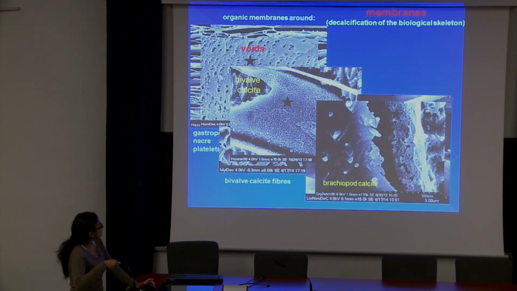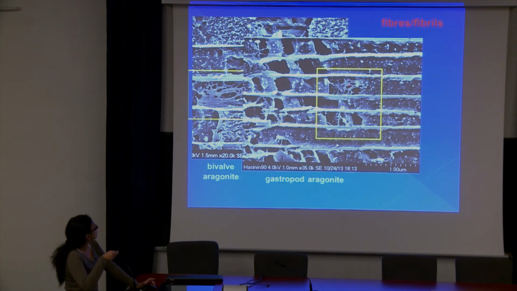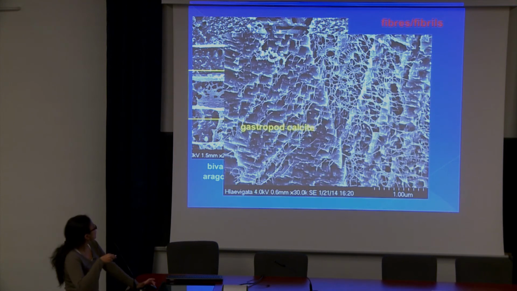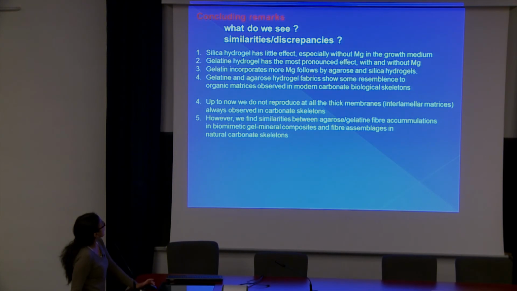And this is the organic matrices from bivalves. And this is also here you can see the membranes. And then the next one is these fibers that you can see from the bivalve aragonites, these nacre tablets. And this is from the gastropod aragonites. And this is from the calcite part of the gastropod. And the coralline algae, red algae. And the conclusion.